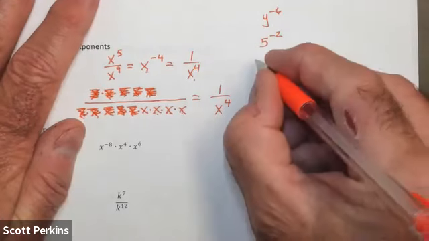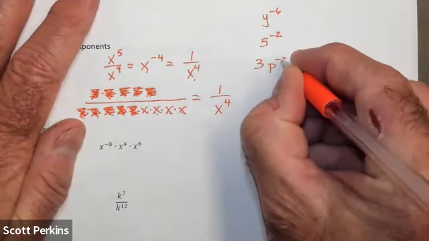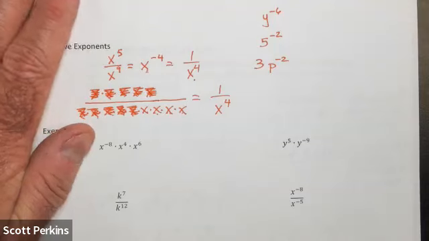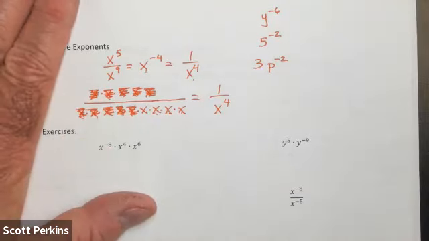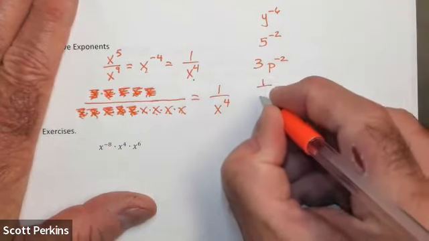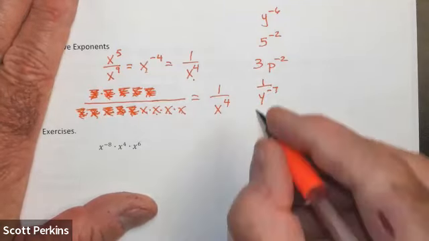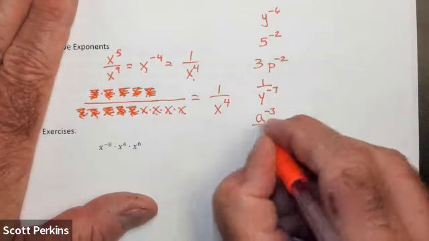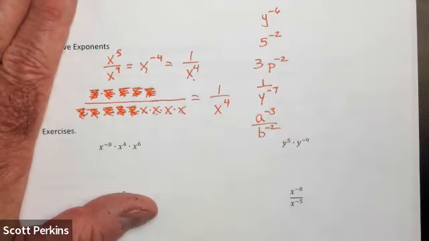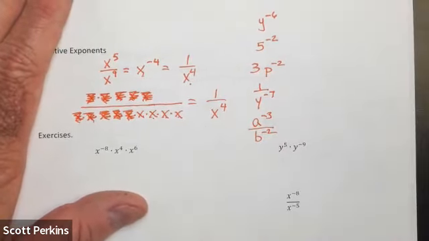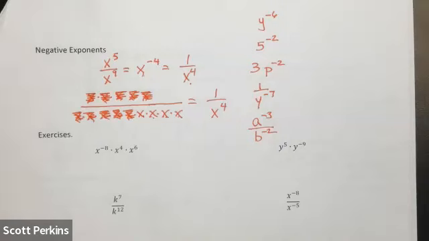This one's going to be a fun one. 3p to the negative 2. Make sure you understand what the exponent is applying to in that problem. 1 over y to the negative 7. And then this last one, I've got a to the negative 3 over b to the negative 2. I'll give you a moment to resolve each of those and write them with positive exponents.